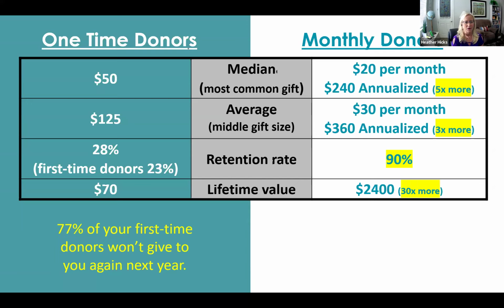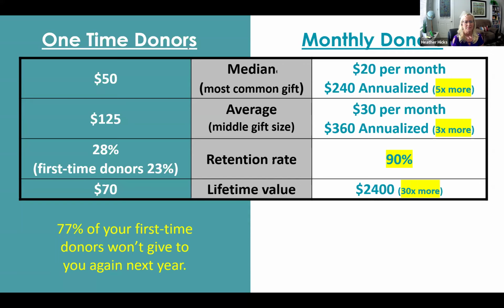Average gift size for one-time donors is $125. That's a pretty good average. It means sometimes you're going to get big gifts and sometimes smaller gifts, but that average goes up. Monthly donors give only $30 a month, just a little bit more, but look at the annualized amount. Again, that's 3 times more than the one-time donor. So you can already see that when you think of monthly donors in terms of the overall gift size for the year, it's significantly larger.